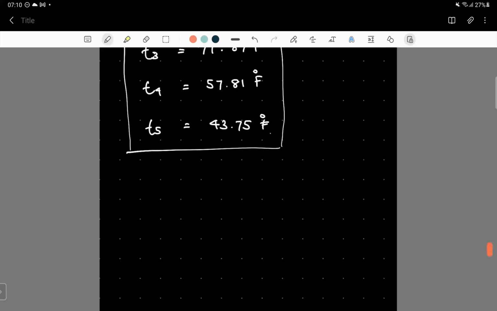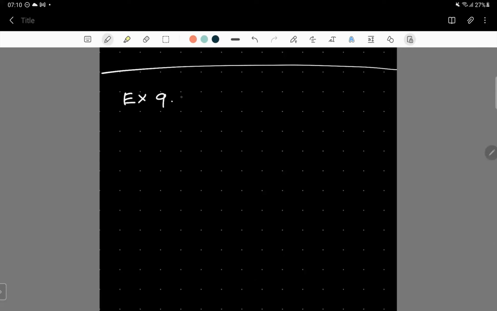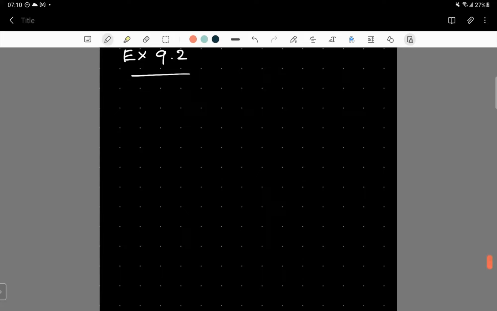So let's consider example 9.2. In this particular example, let's consider a wall which is 1 millimeter thick. The left-hand surface of this wall is maintained at a constant temperature, and the other side is insulated. You are required to determine the temperature distribution through the wall thickness. Okay, so this is the problem.